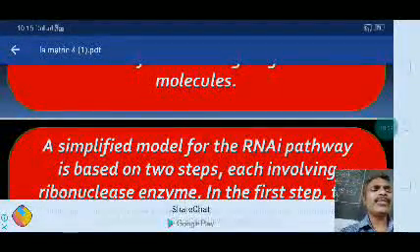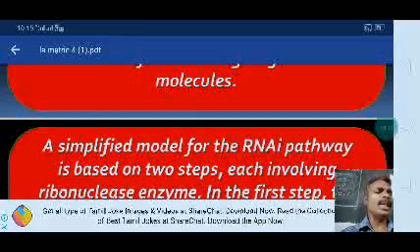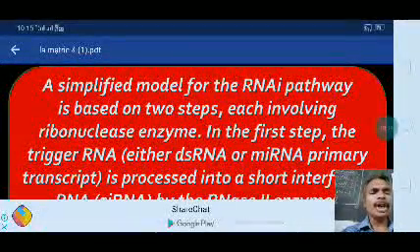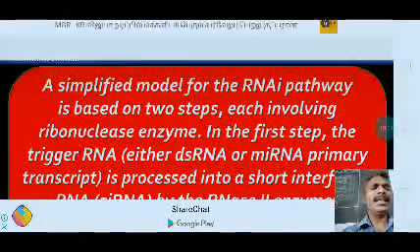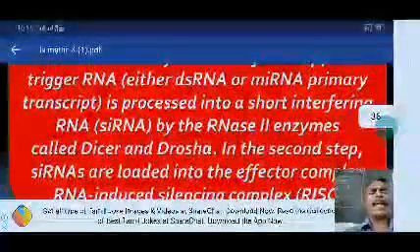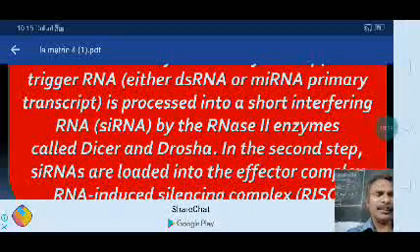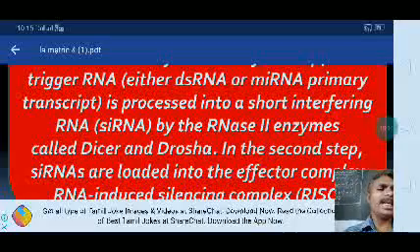Then, a simplified model for the RNAi pathway is based on two steps, each involving a ribonuclease enzyme. In the first step, the trigger RNA, either double-stranded RNA or miRNA primary transcript, is processed into a short interfering RNA, siRNA, by the RNases.